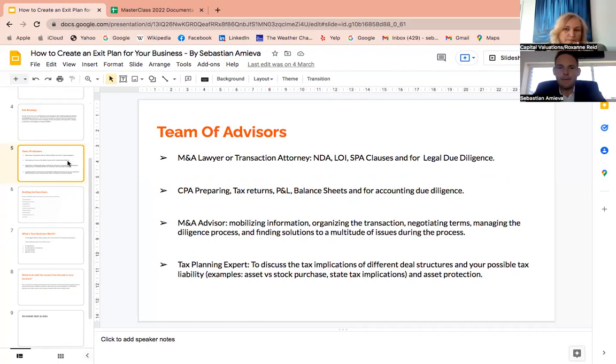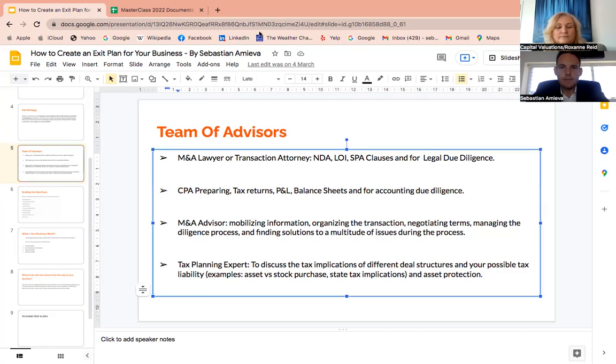I always recommend having an M&A lawyer or transaction attorney, they call it in the US, for all the regular documents that you're gonna be signing, right? With buyers and sellers, like NDAs, non-disclosure agreement, letter of intent, share purchase agreement, stock purchase agreement. All these clauses for the legal due diligence, you will need an M&A and transaction attorney, right? Also, you will need a CPA for preparing all the tax returns, profit and loss, balance sheets, and for accounting due diligence, right? So these two people are very important to add, right?